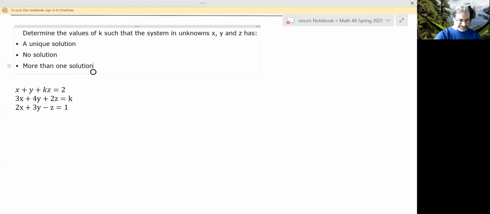Okay, so here's a typical "find the value of k" type of problem. Let's start by taking that system of equations and turning it into a matrix version of that system. And so, of course, the first step here would be to rewrite this in matrix form.